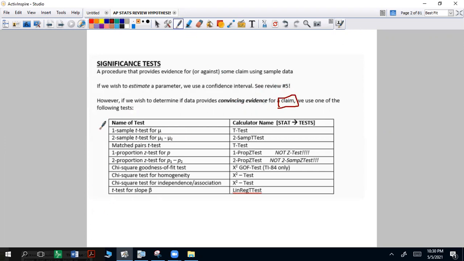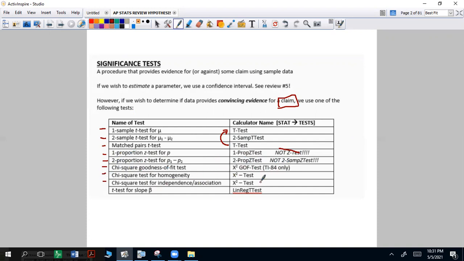We've used one sample t-test for mean, two sample t-tests for the difference of means, and matched pairs t-test, which is the same as a one sample t-test. One prop z-test for one proportion. Don't say z-test, this is a one prop z-test. This one is really important. And two prop z-test for p1 minus p2. Chi-squared goodness of fit, GOF, and chi-square test for homogeneity and association.